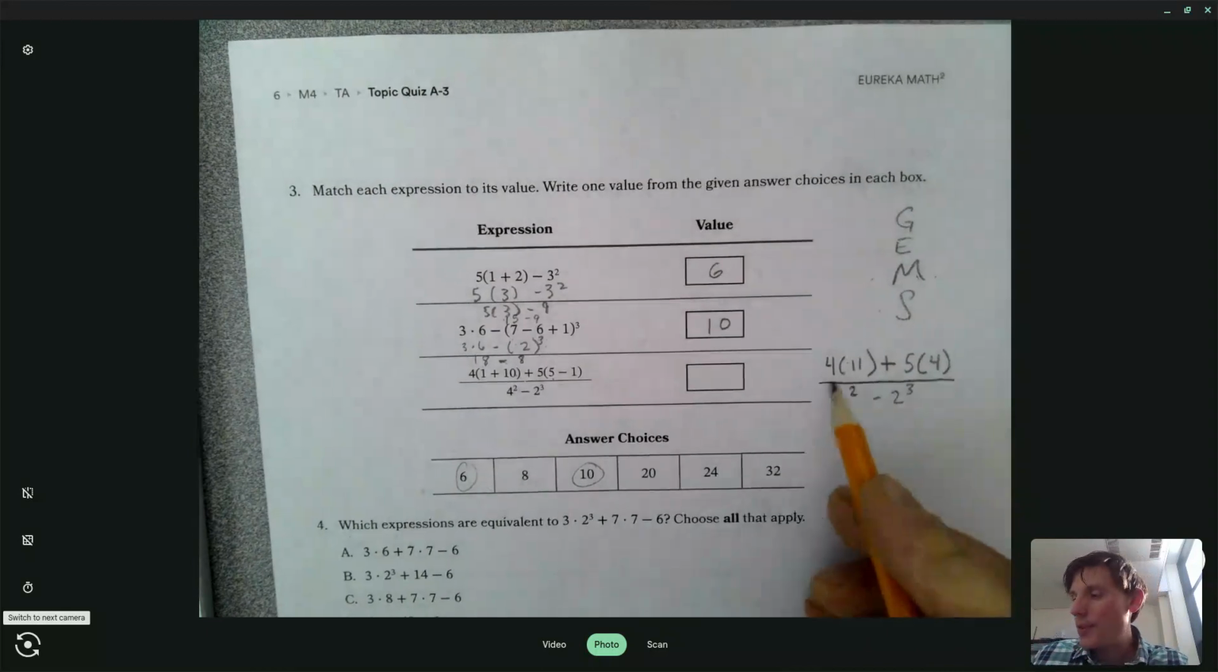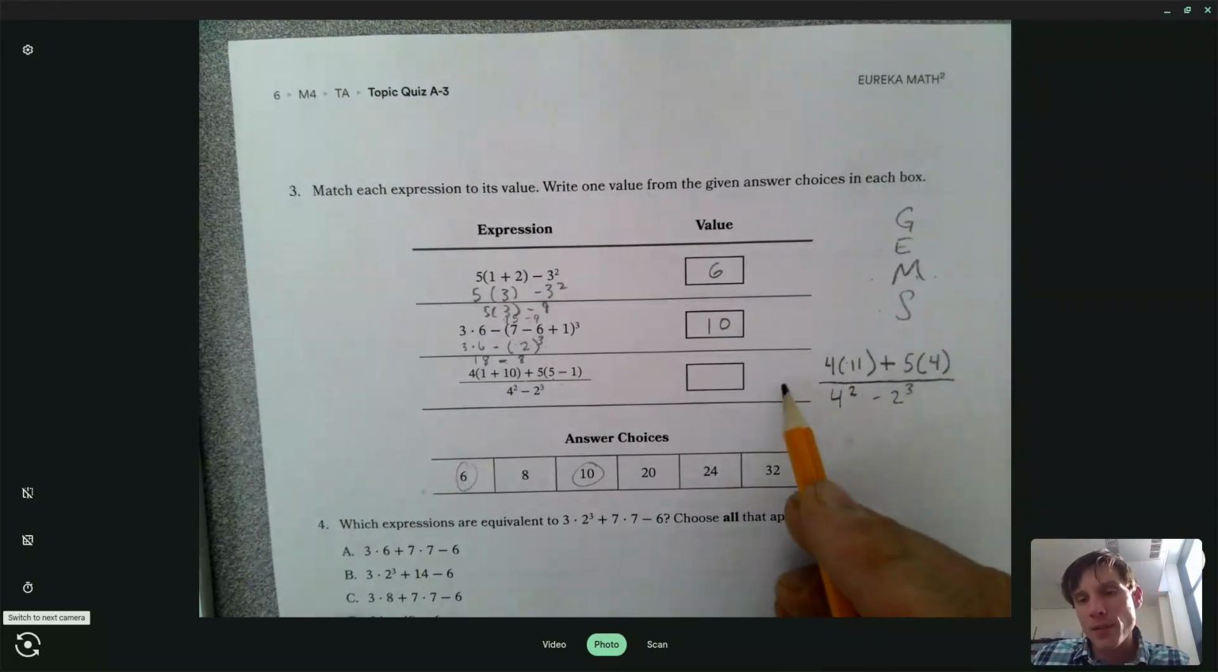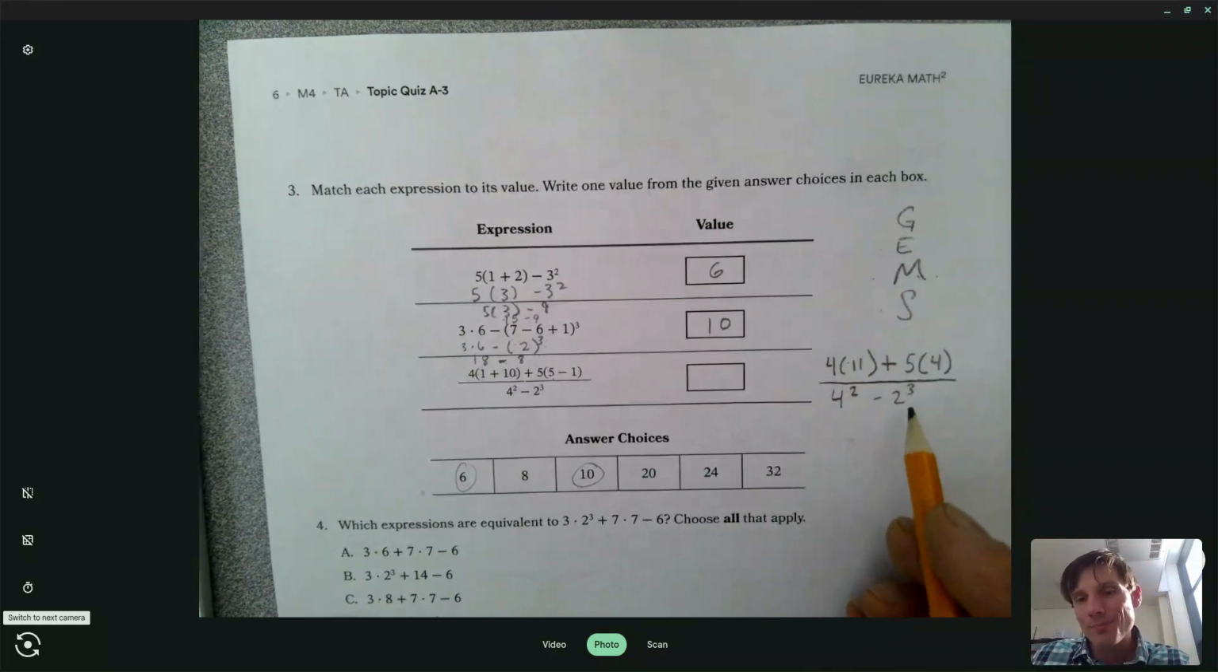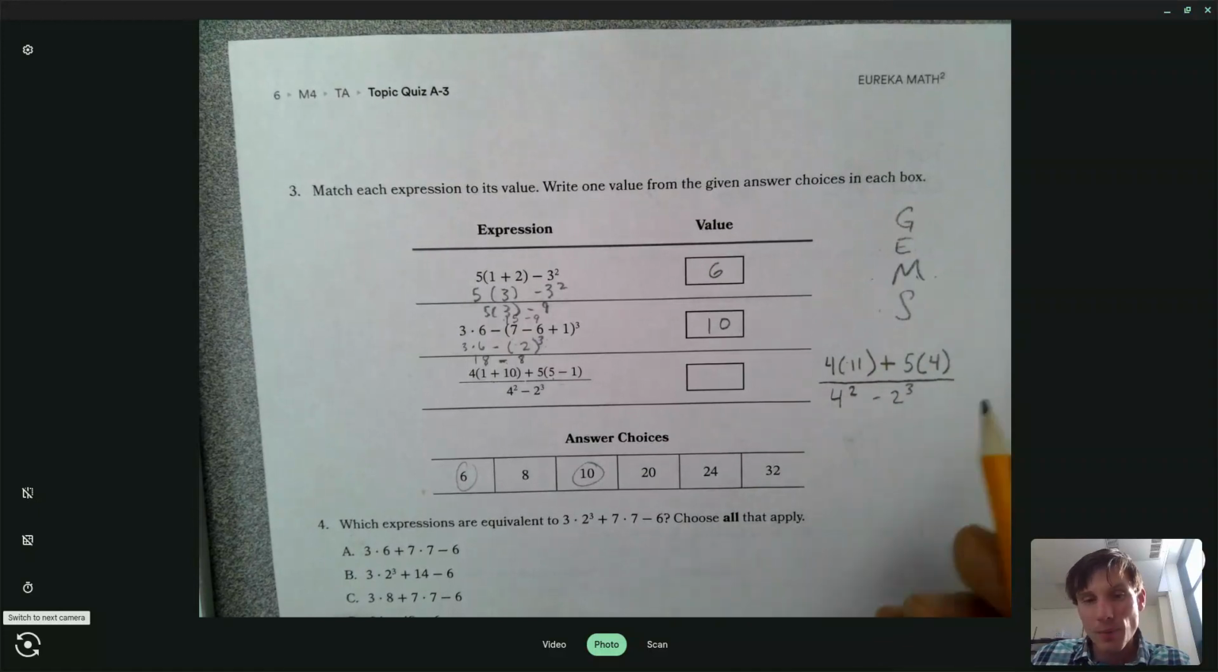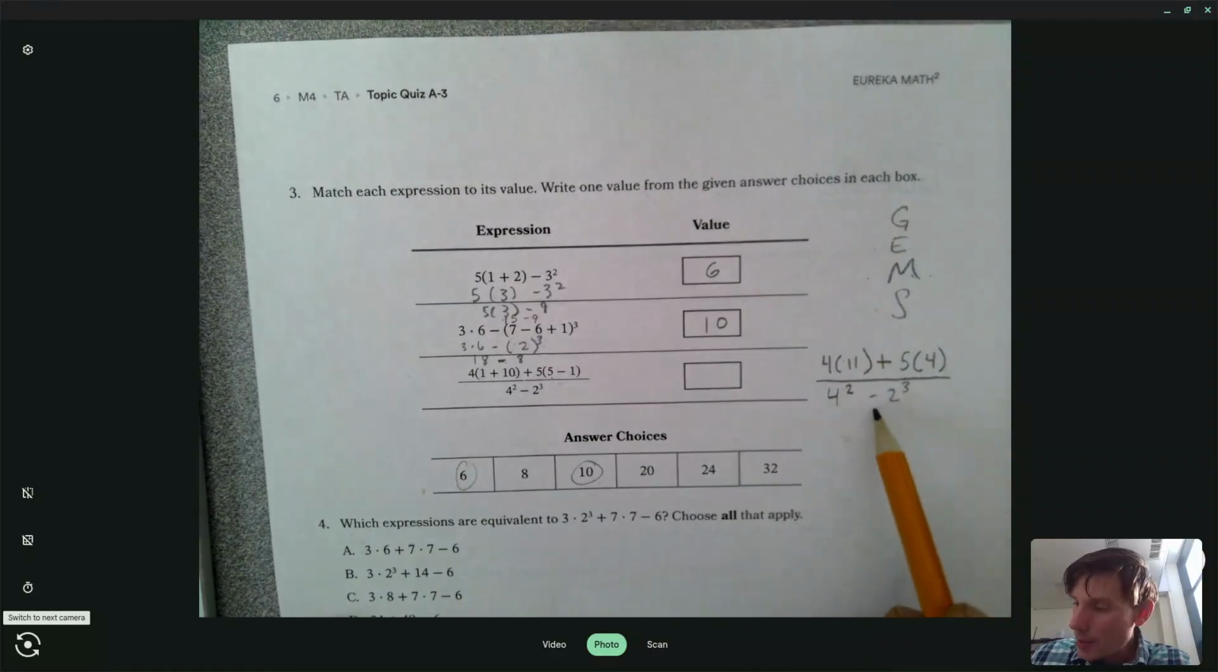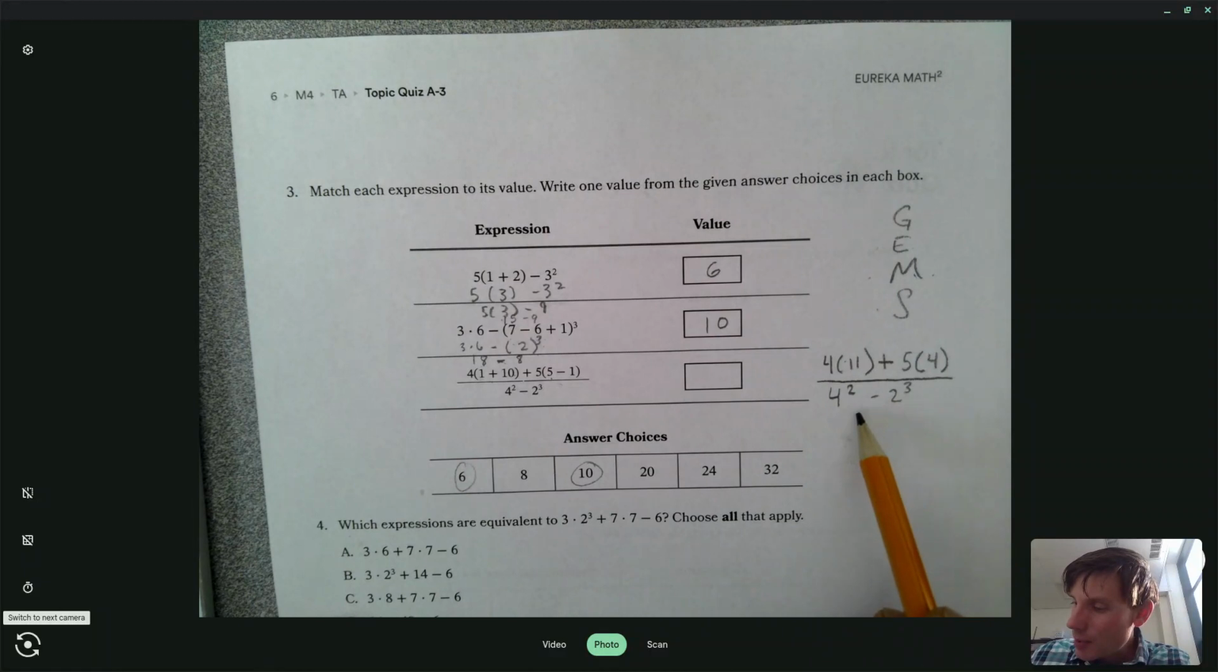Okay. Remember, that big division bar acts like a grouping symbol in itself, because we have to do everything on the top and the bottom before we can divide, right? So we'll keep that in mind. All right. Let's go ahead and do our exponents next.